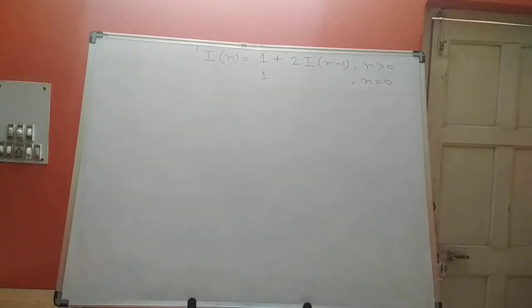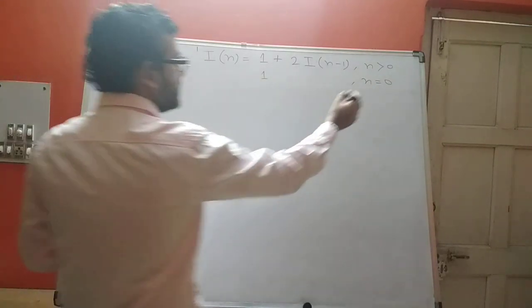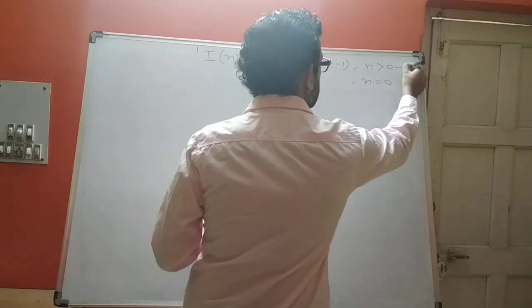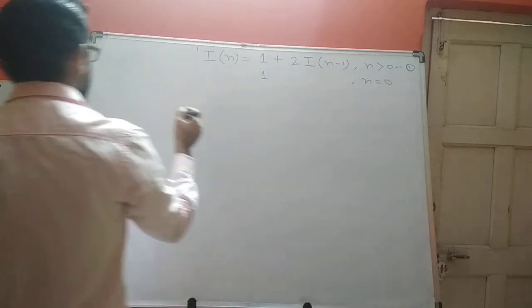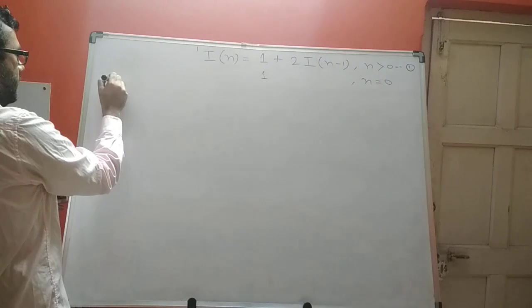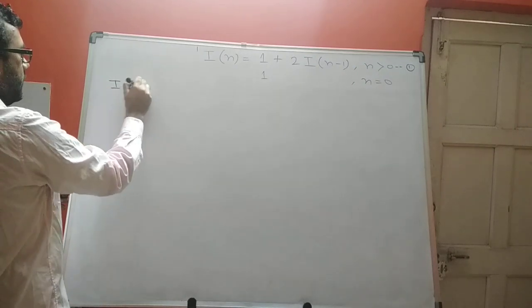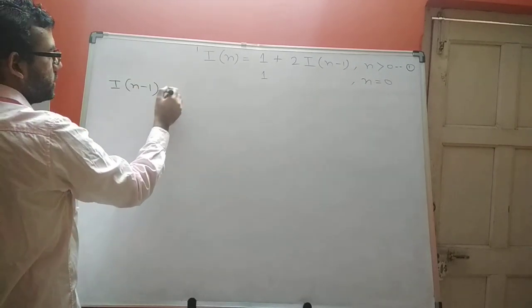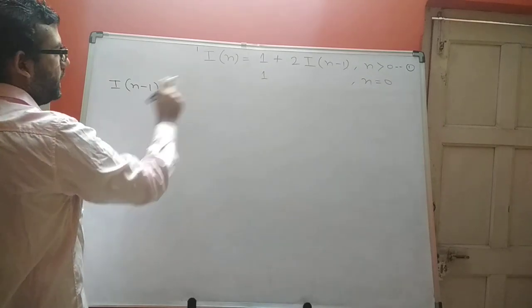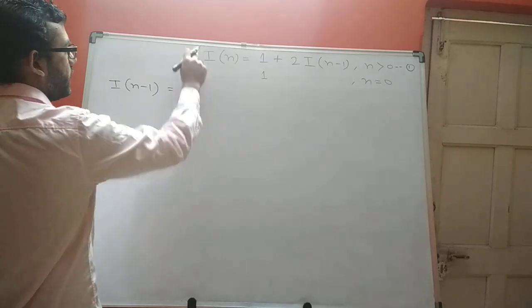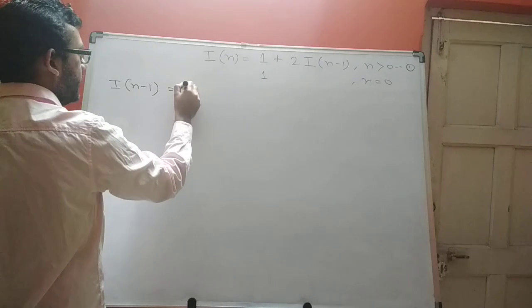Okay, let's solve this recurrence relation. So here, what I'll say is, this is my equation 1. Now, I'll try to find the value of I of n minus 1. So what will be I of n minus 1? In place of n, I'll substitute n minus 1. Now, if I substitute n minus 1, what will I get?